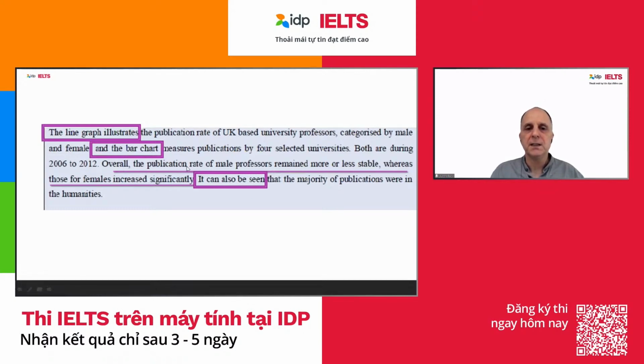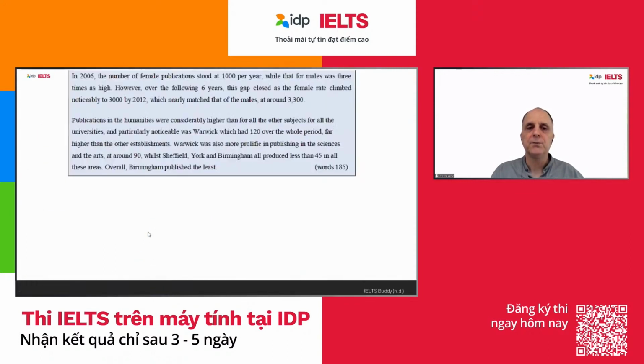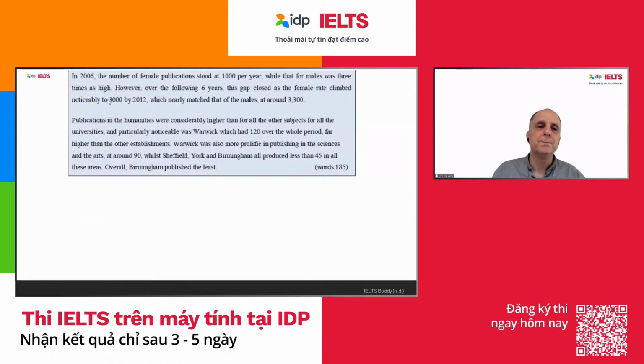Okay. So you can see here the publication rates of males remain more or less stable, whereas those of females increase significantly. It can also be seen. So going back there, you can see that this one warrants very little. Okay. For this one, we can see this is the most important part, but we do need to mention these briefly. An example for those, okay, are, a sec. There we are.